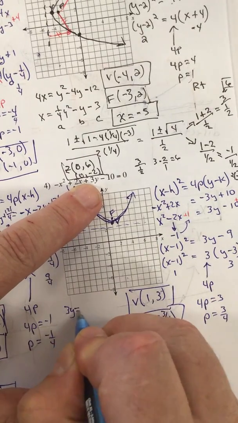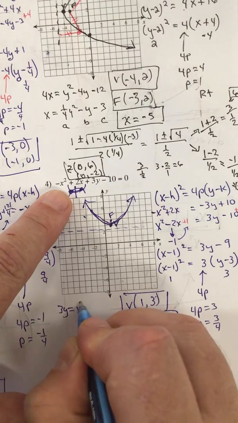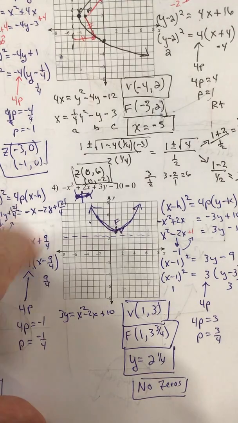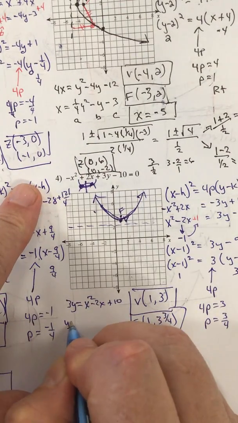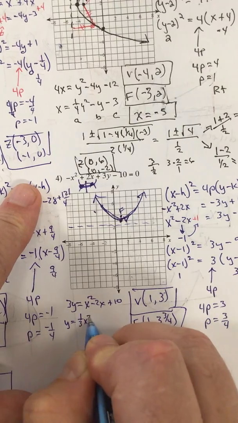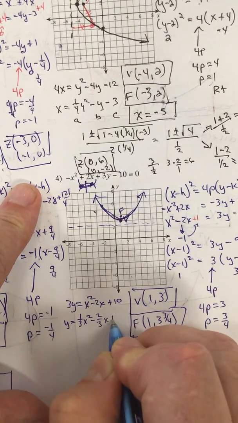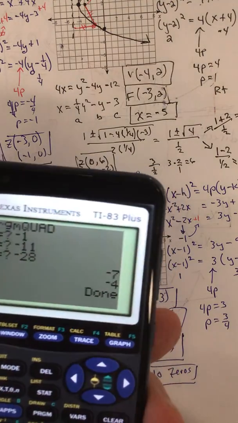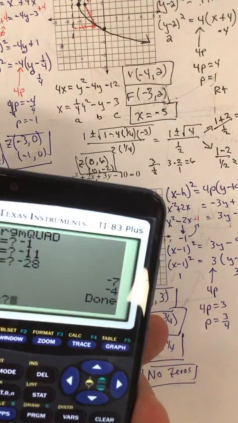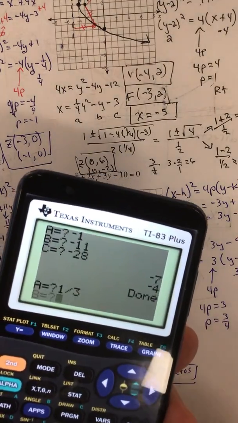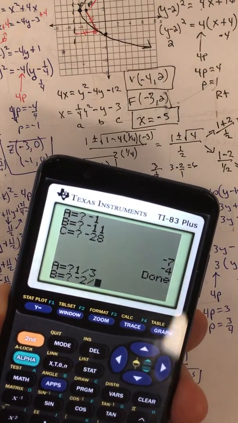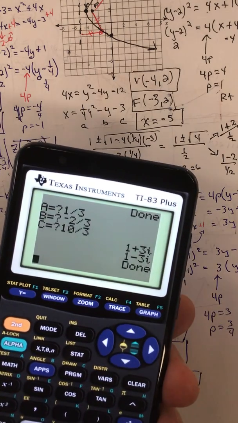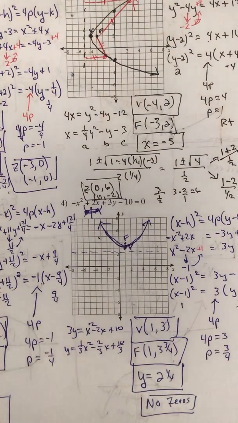Up here I have 3y. I'm going to put everybody else on the other side. That'll be x squared minus 2x plus 10. Putting everybody to the other side, dividing by 3. So I have 1/3 x squared minus 2/3 x plus 10/3. If I put all that in the quadratic formula, it's going to be imaginary. A is 1/3. B is negative 2/3. C is 10/3. See, they're imaginary.